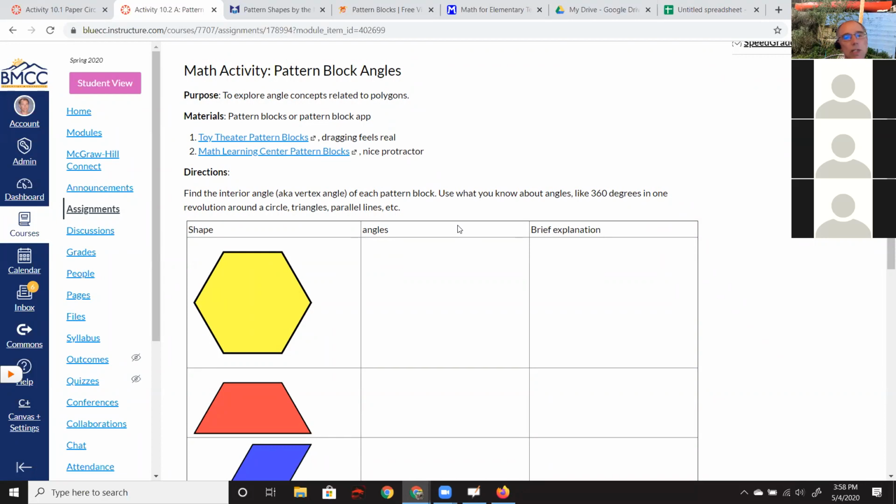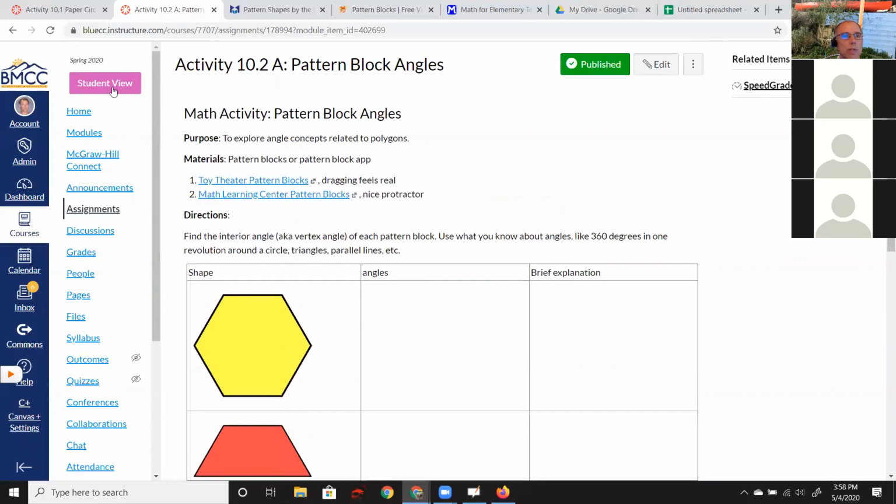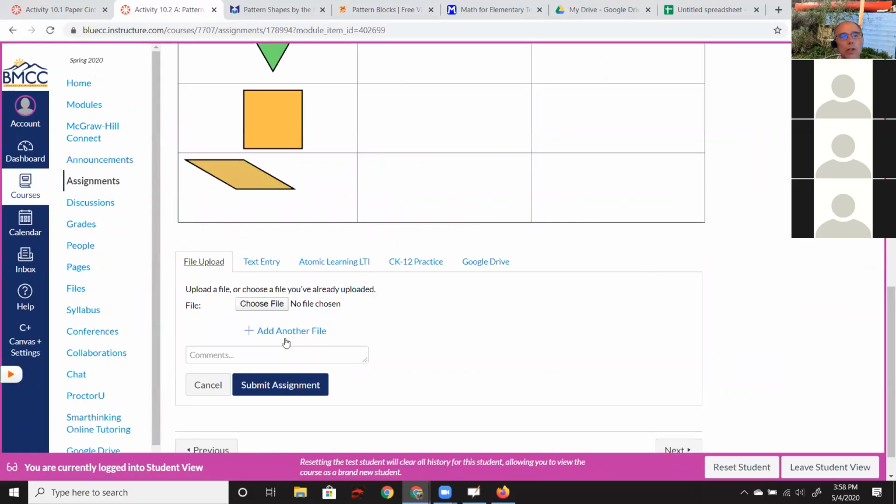But you're going to be teachers soon. You're going to have to make sketches like this on the fly. So try to practice drawing these as best you can. And then when you hit submit, I gave a couple options like I usually do. You can either take a picture of what you wrote on paper and then upload that here, and you can add more than one picture if you need to.